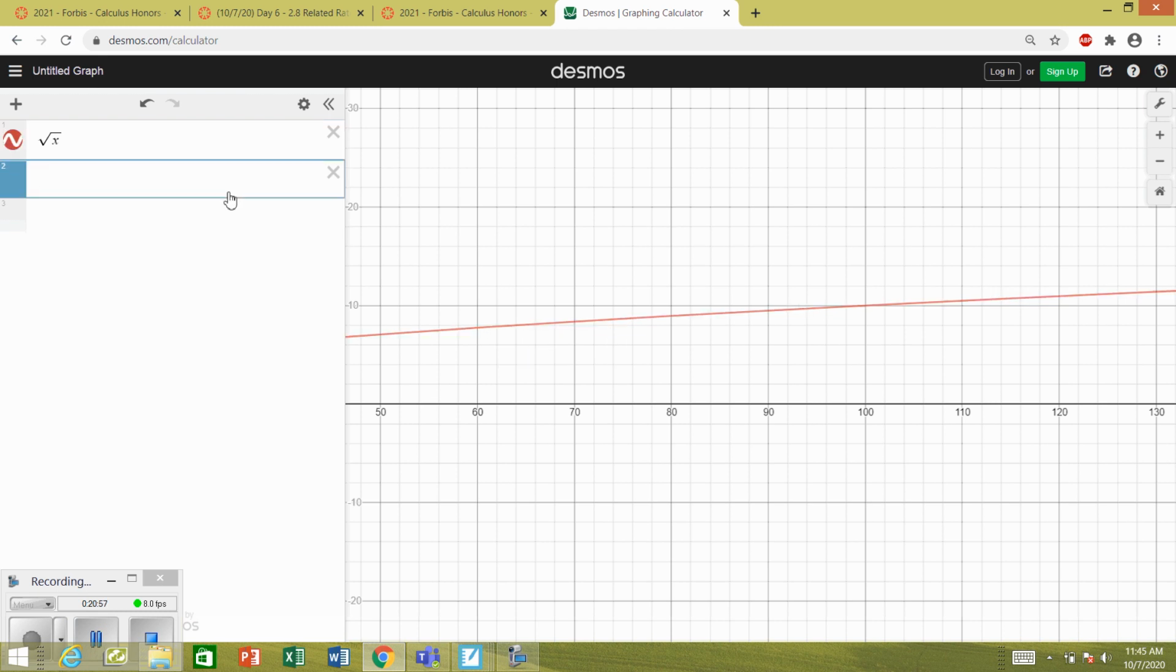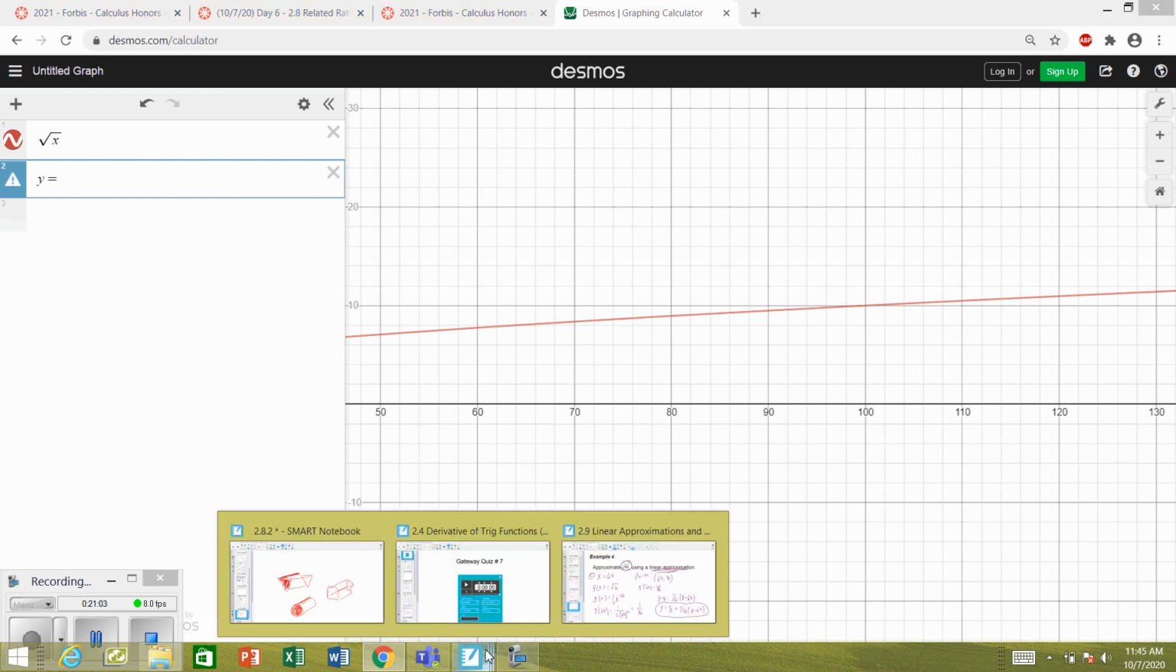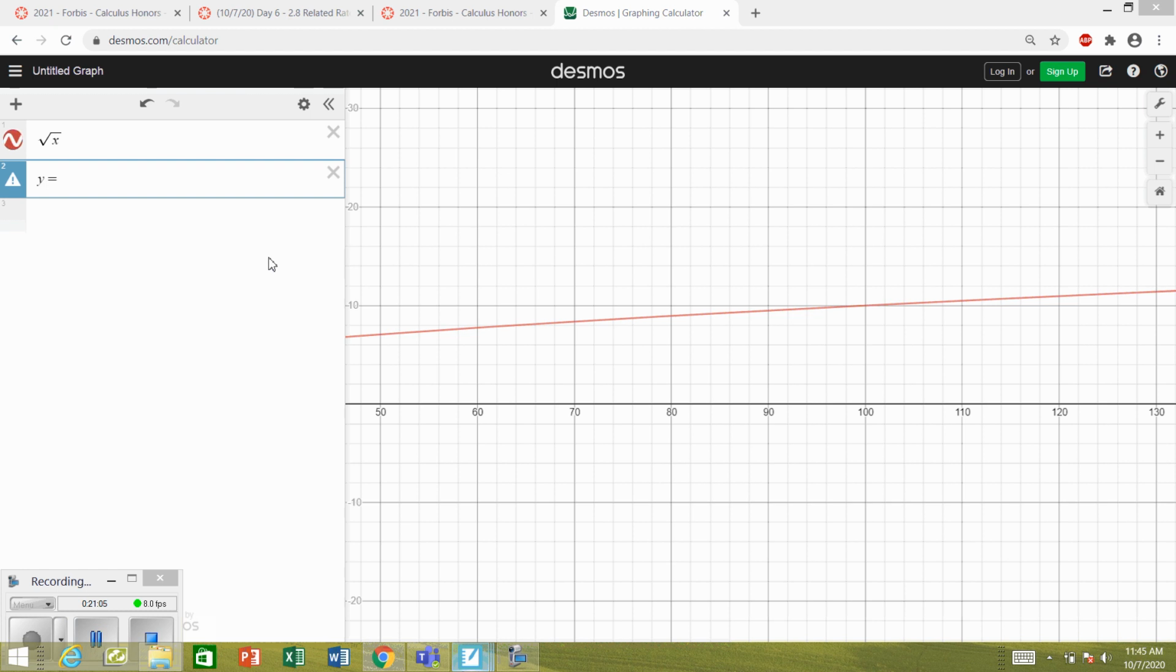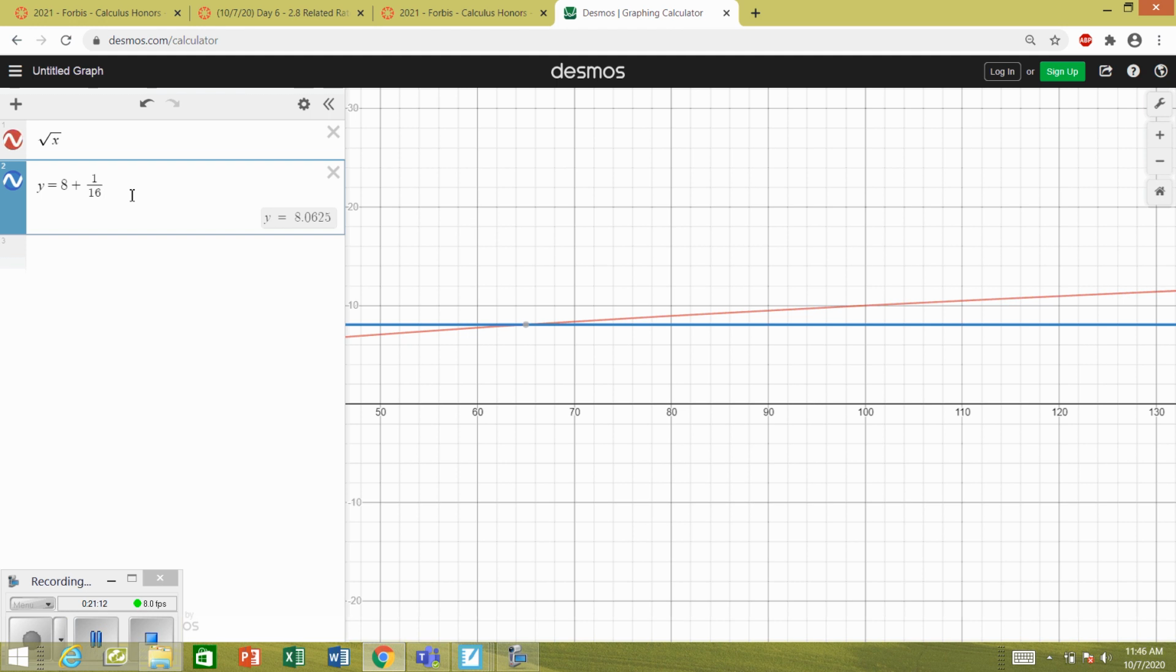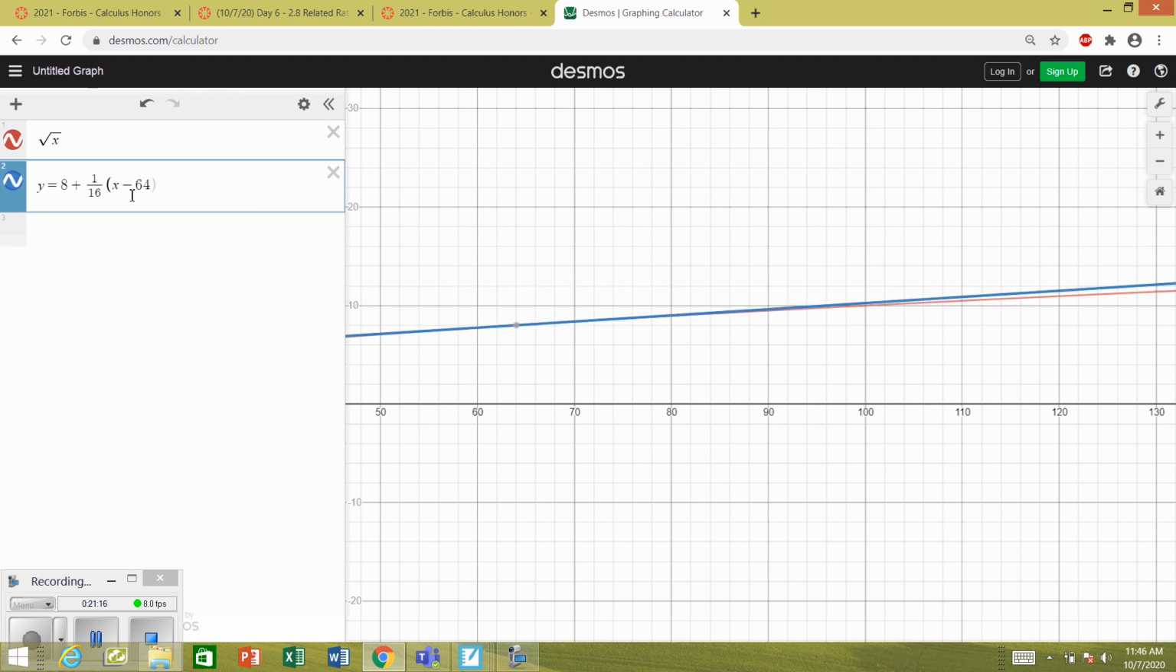Okay. Well, if I plug in that linear approximation, which was y equals, I already forgot. Oh, yeah. 8 plus 1 divided by 16, x minus 64. Look how I got a tangent line right here. So I'll be able to approximate 66 really close by looking at the linearization. It's going to be a really close approximation.